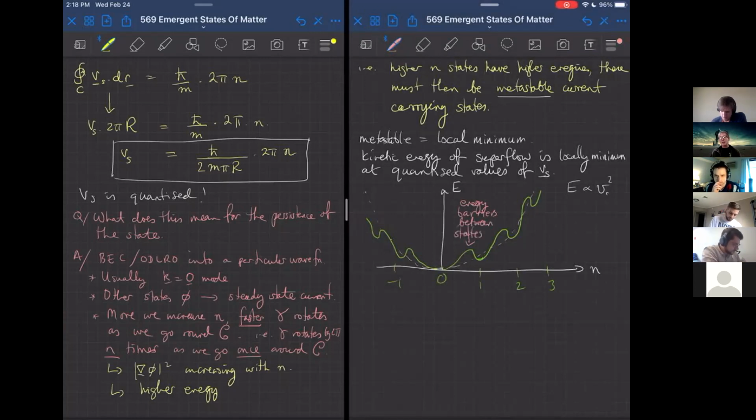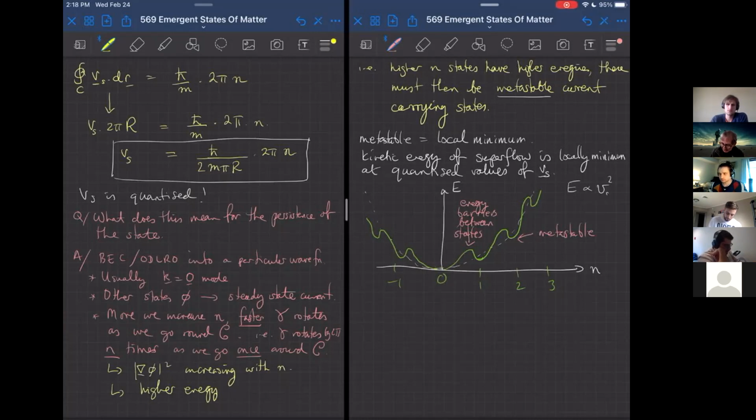So there's energy barriers between these current carrying states, and so therefore they're metastable, they're local minima. But if you excited them enough, then you could go from, say, n equals 2 to n equals 1. But we know that in order to do that, you'd have to literally make a global change to the system.